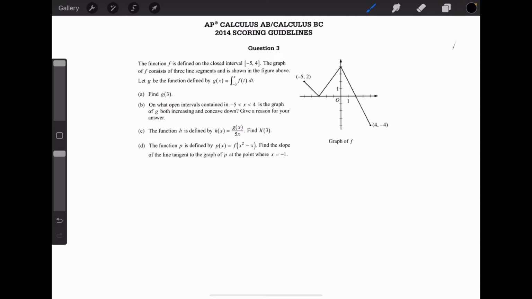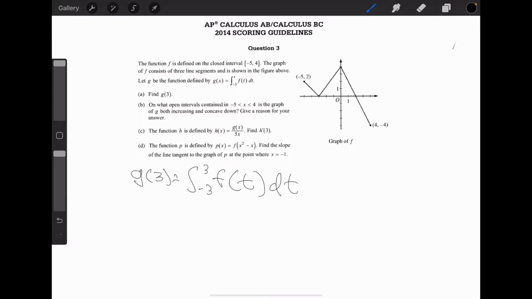Alright, hello. Today we're going to be going over the 2014 Calculus AB FRQ question number 3. The first question asks us to find the value of g of 3. Well, we can rewrite g of 3 as the integral from -3 to 3, because that's what we plug in x as, and we can plug 3 in for x in this integral. So this is what it would look like.